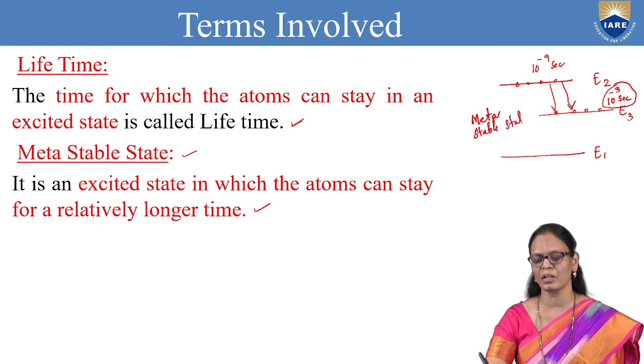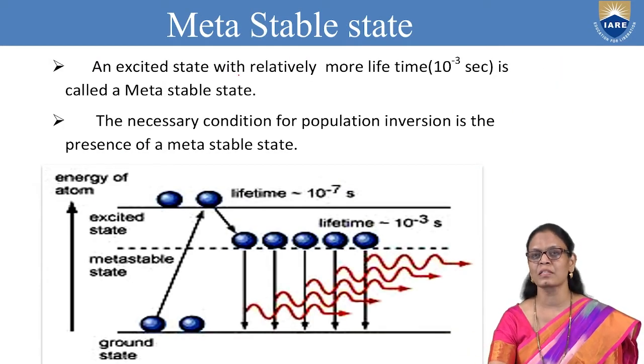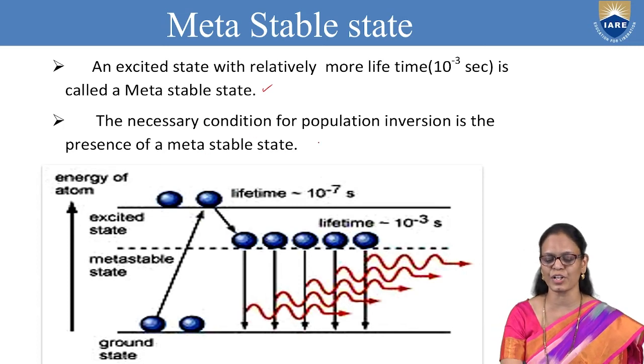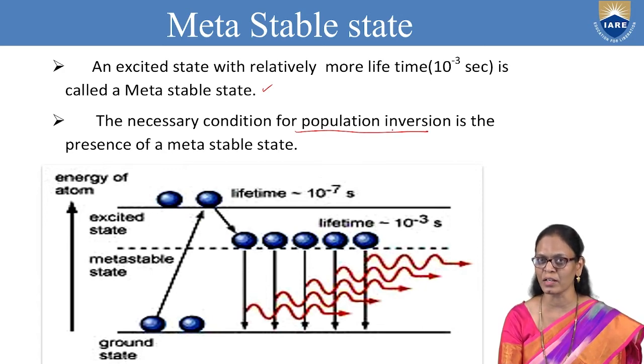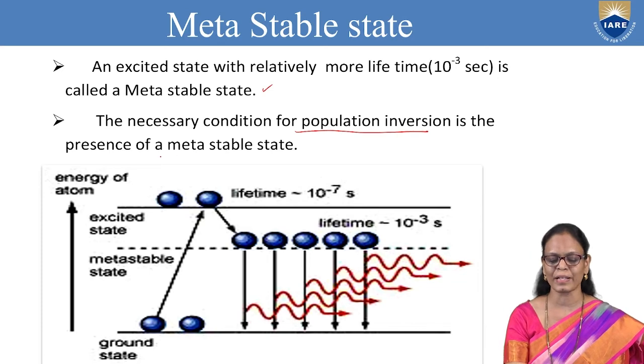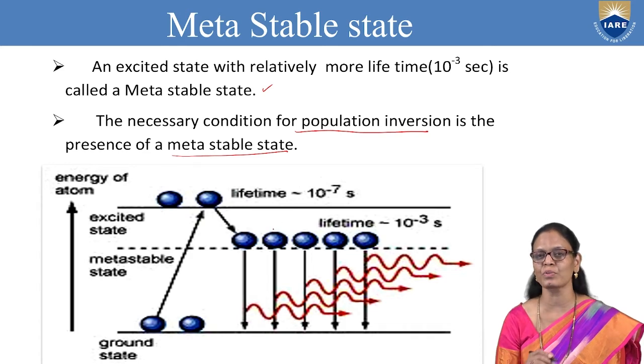So, that is what the metastable state defines. It is an excited state in which the atoms can stay for a relatively longer time. That we are calling the metastable state. Now, in the metastable state, what happens? An excited state with relatively more time is called a metastable state, and this is the necessary condition for population inversion. Population inversion occurs only in the presence of a metastable state. So, this is the necessary condition. Let us try to understand.